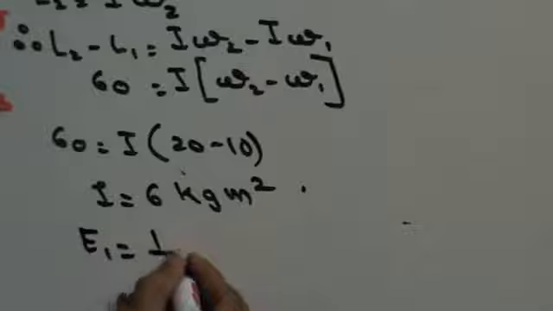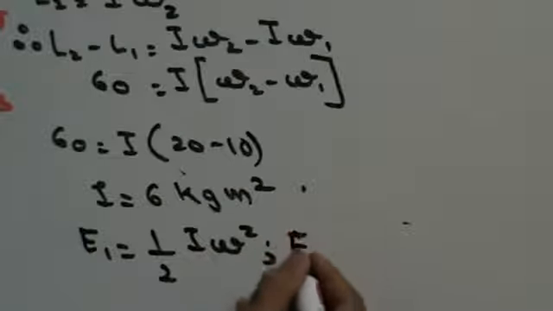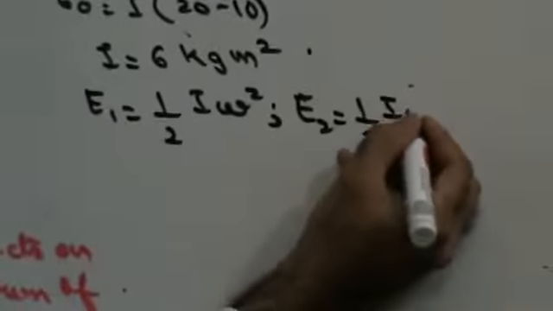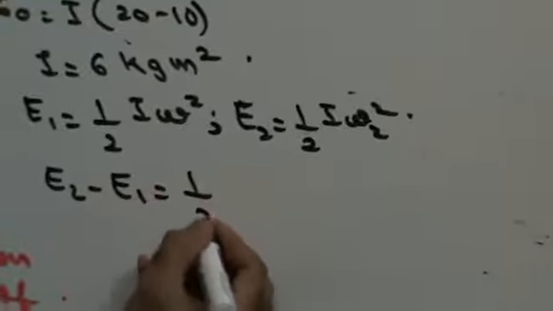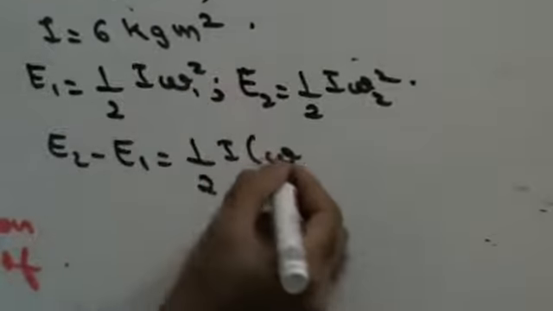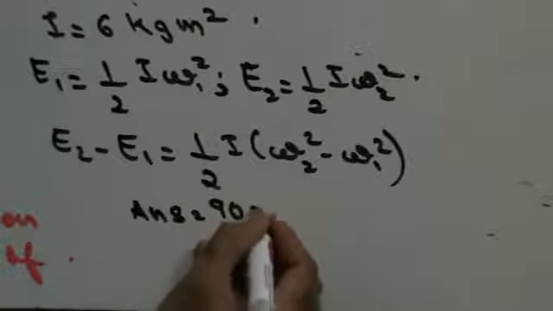I got the moment of inertia, but they haven't asked me moment of inertia. They've asked me to calculate the change in kinetic energy. Kinetic energy possessed by the first body is half I omega 1 square. Similarly, kinetic energy possessed by the second body is half I omega 2 square. Therefore, change in kinetic energy E2 minus E1 is half I common, omega 2 square minus omega 1 square. I you've already found out, you know omega 2 and omega 1. You should be able to get the answer. The answer for this sum should be 900 joules. Next, take down next sum please.